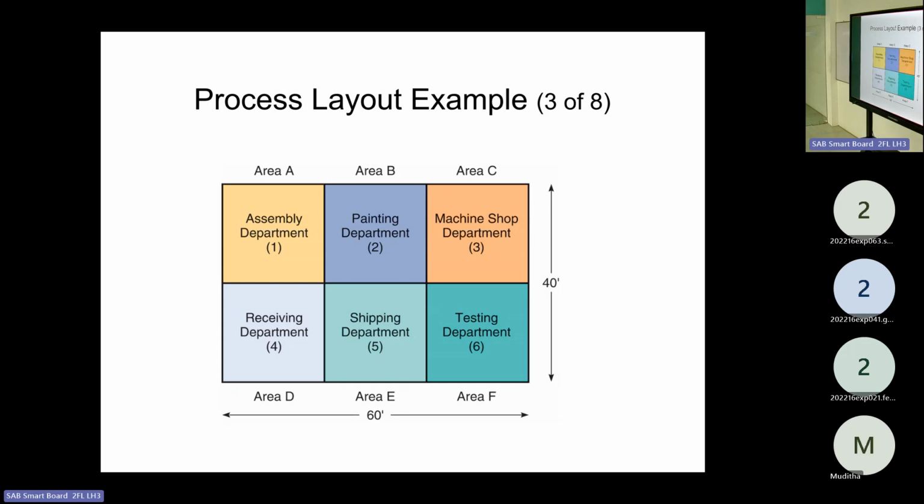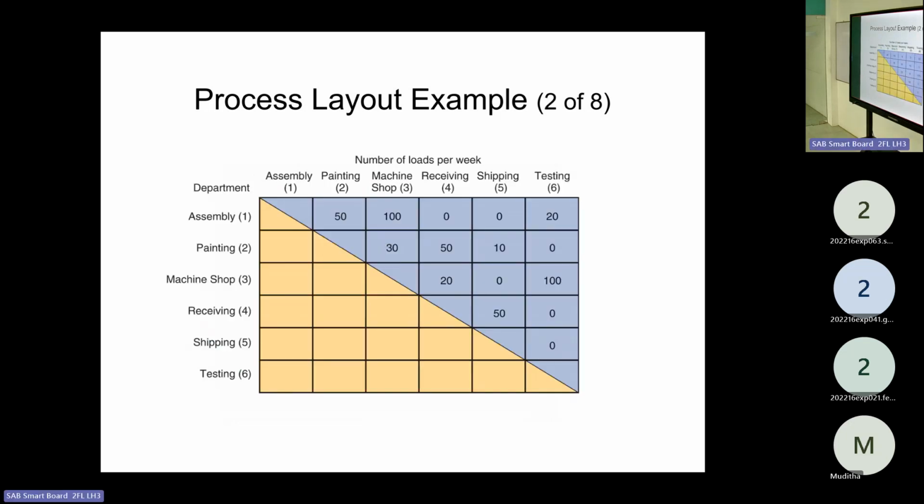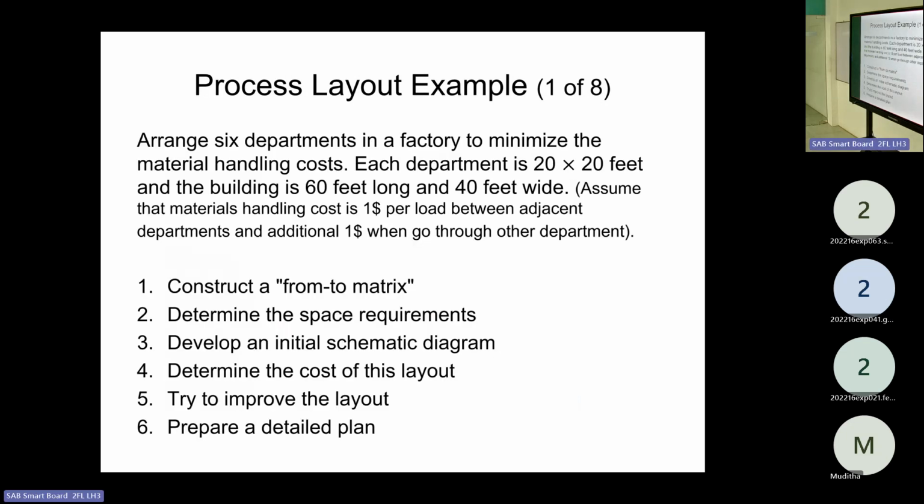And then based on the initial solution, we try to calculate the cost for the initial solution. For that, we need to consider two things. One is the number of transactions summarized here, and then the cost in detail. Between adjacent departments, $1 per door.